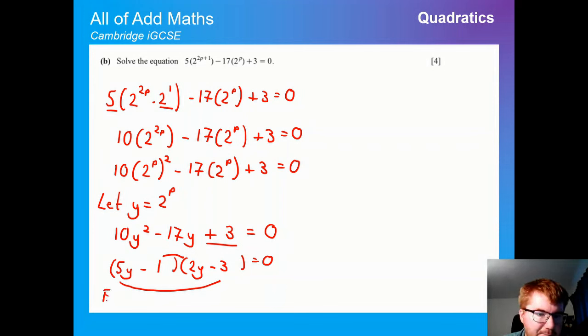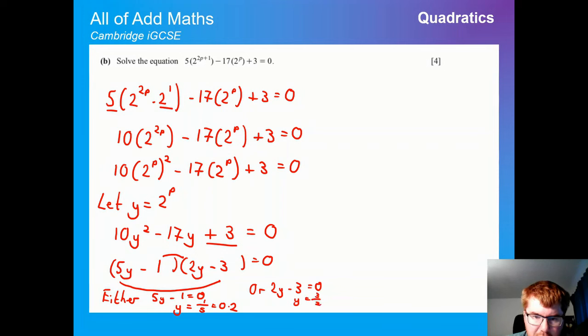So either 5y minus 1 is 0, which gives us y is equal to 1/5, or 0.2, whichever you prefer, or 2y minus 3 is equal to 0, so therefore y is equal to 3/2, or 1.5.